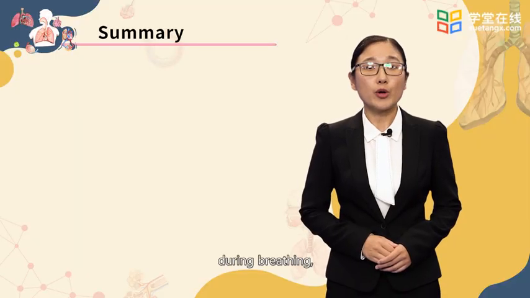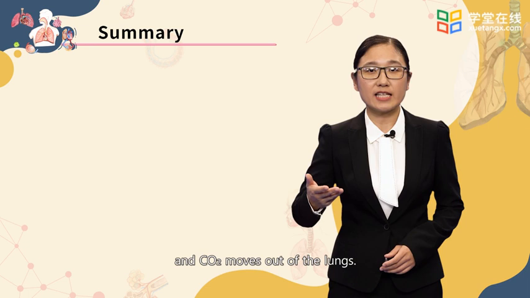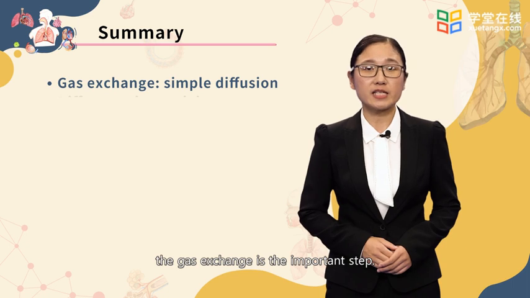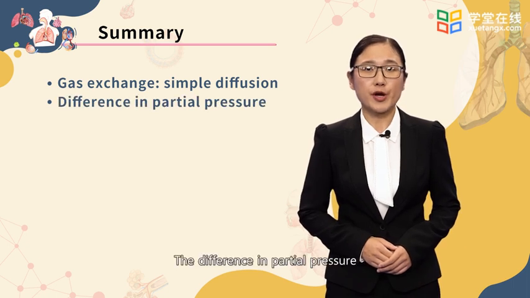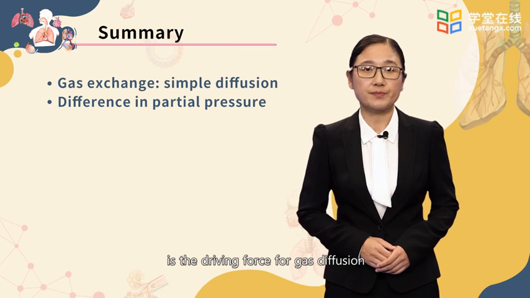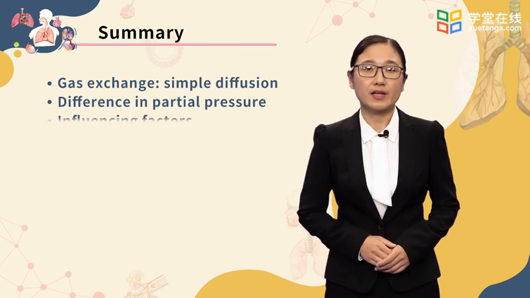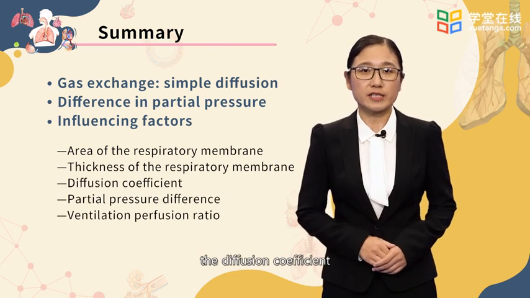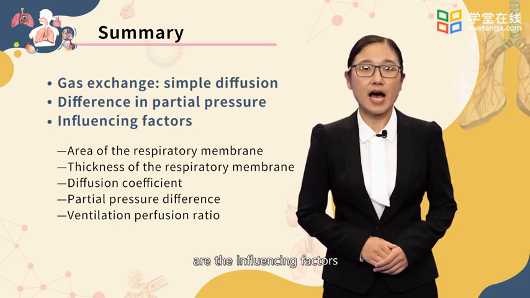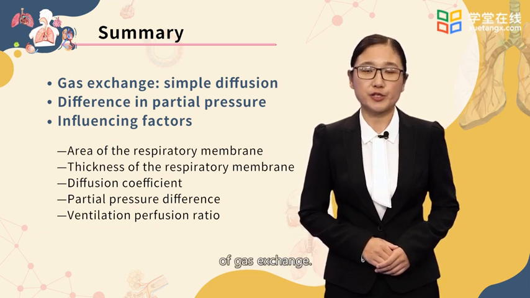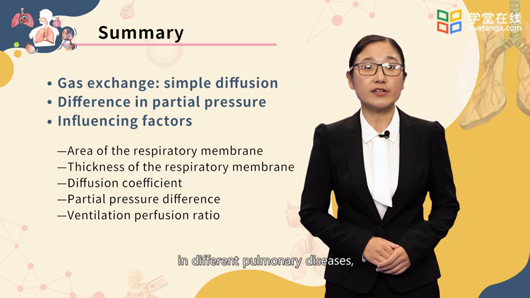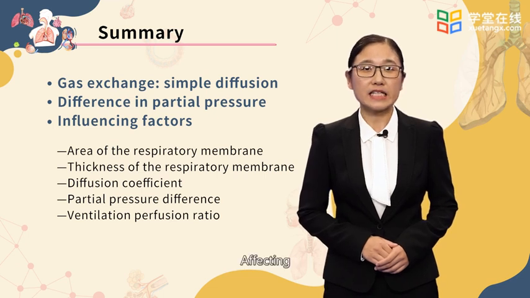In summary, during breathing, O2 moves in and CO2 moves out of the lungs. However, the gas exchange is the important step. The difference in partial pressure is the driving force for gas diffusion through the respiratory membrane. And the area, thickness of the membrane, the diffusion coefficient, and partial pressure difference are the influencing factors of gas exchange. In addition, ventilation perfusion ratio is also decreased in different pulmonary diseases, affecting the important process in the lungs.